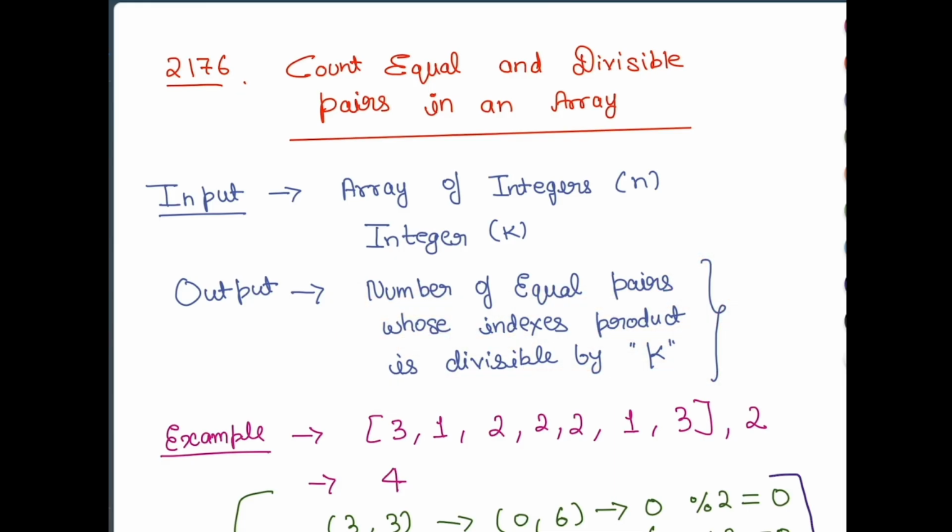Now this might sound a bit complex to understand if you are trying to understand the problem itself, but it is very simple. See, you just need to find all the equal pairs, and you need to make sure that the indexes of those equal pairs, when you take a product of it, it gets divisible by k.